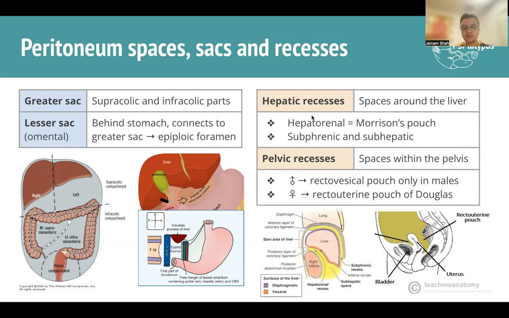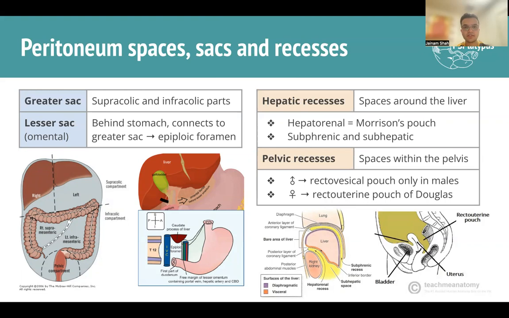Now, when it comes to recesses, the main reason we discuss this is because they are actually also dependent spaces. This means that if you were to have some sort of fluid accumulation in the abdomen, and say you were standing up, it would most likely collect in those dependent spaces because of the force of gravity.